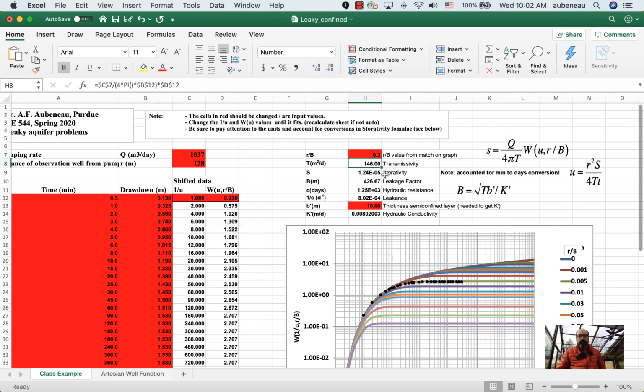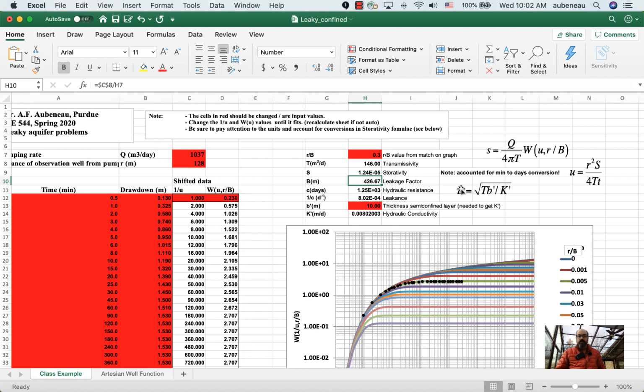Now if I plug 0.3 here, you can see we now calculated the transmissivity and the storativity. So 146 square meters per day, and 1.2 e minus 5 storativity, right? And now B is 426, the leakage factor, so 426 meters, that's our B. Don't worry about hydraulic resistance. I haven't really talked about the leakance and hydraulic resistance much. But the leakage factor here is 426 meters, and this is the expression for it.